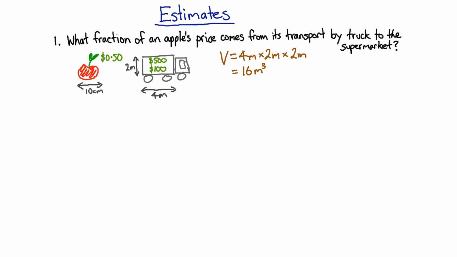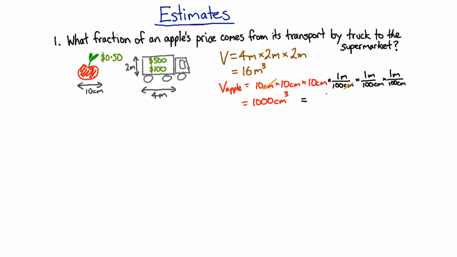My volume of my apple is 1,000 cubic centimeters. Now, what's a cubic centimeter in cubic meters? I could take this previous thing and I could multiply by 1 meter divided by 100 centimeters. That would cancel one of those centimeters and leave me with a meter, and I could do that again and again, and I could end up with the completely equivalent answer of 1,000th of a cubic meter, which is 10 times 10 times 10 divided by 100 divided by 100 divided by 100.